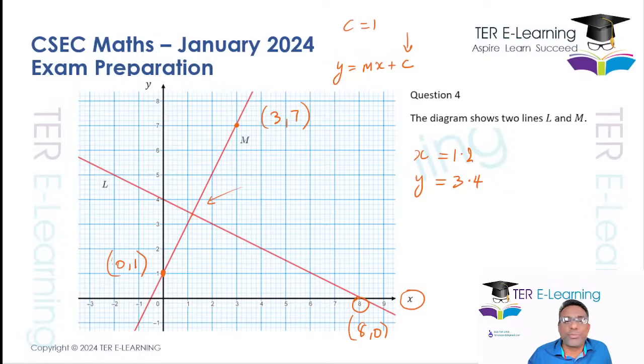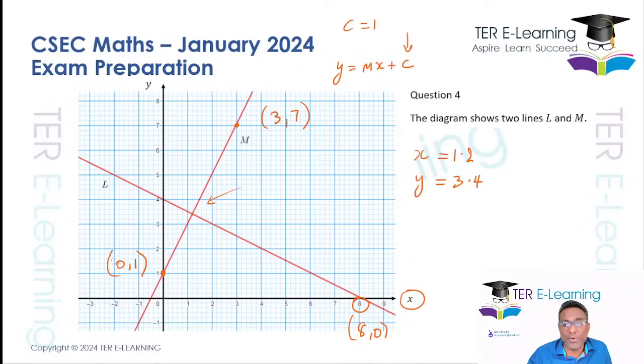1.2, 3.4. So you don't have to go and do elimination or substitution. This is solving a simultaneous equation graphically. All you're doing is figuring out where the two lines cut. That's what you're trying to do. So that takes care of question 4, guys.